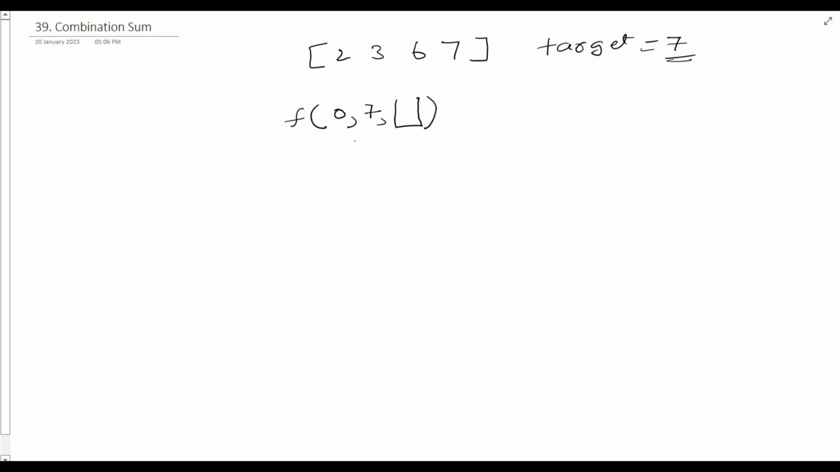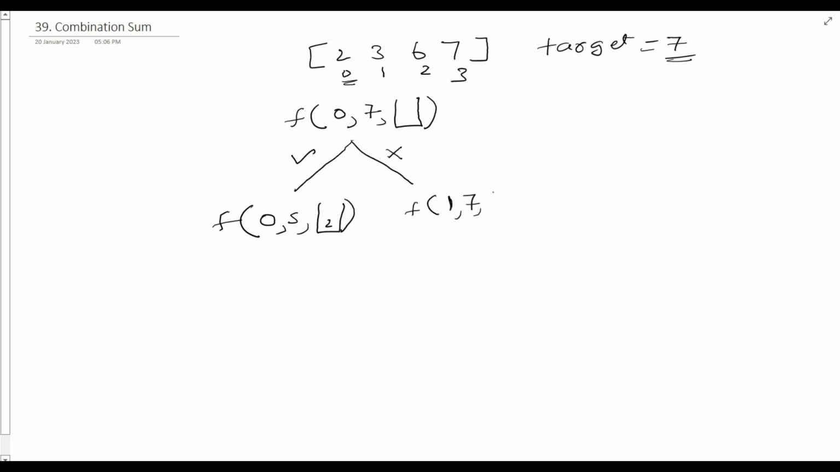Now from this index we will have two possibilities: we can pick this 0th index or we cannot pick it. If we pick it, that means we are including the 0th index. Then 7 minus 2 will be 5, and in our data structure we are including 2, right? And if we won't include the 0th index, then it will be the first index, the target will be the same, and the data structure is empty, right?